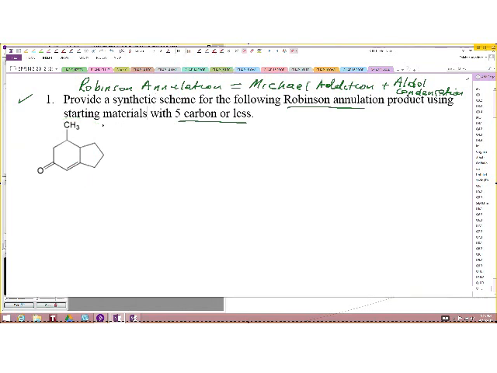So if we take a look at this molecule here, let me go ahead and number this. Okay, let us call this carbon number 1 right here. We call this 2, 3, 4, 5, 6, 7, 8, 9, and 10.